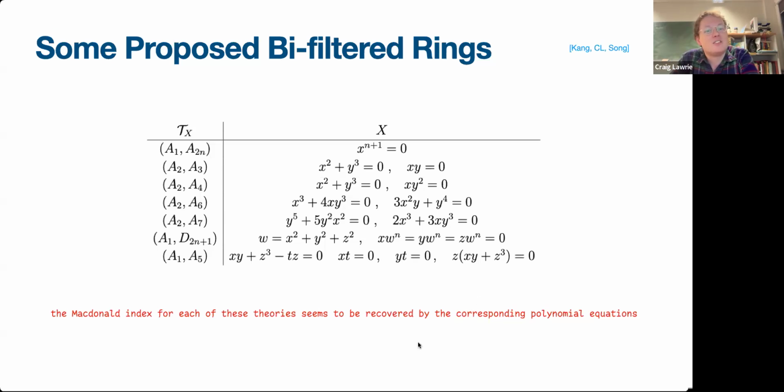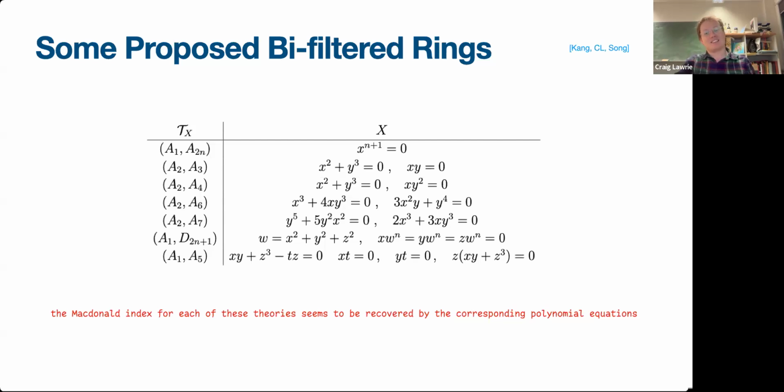And the shocking fact is you just take these polynomial equations, you compute the Hilbert series of the associated graded to the arc ring defined by these polynomials, and somehow you recover the Macdonald index. So yeah, this is the result that I wanted to tell you.